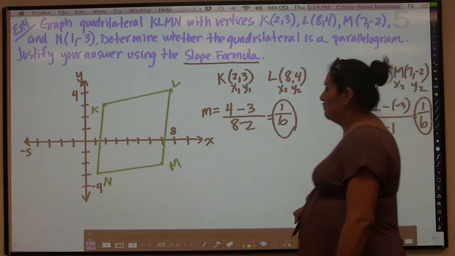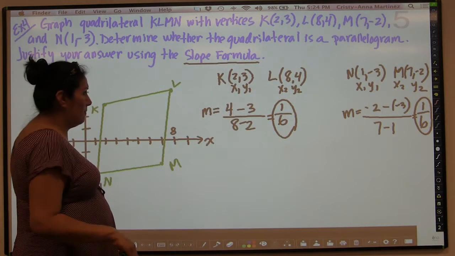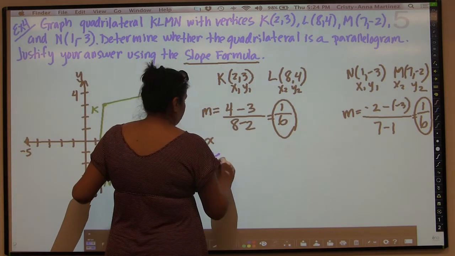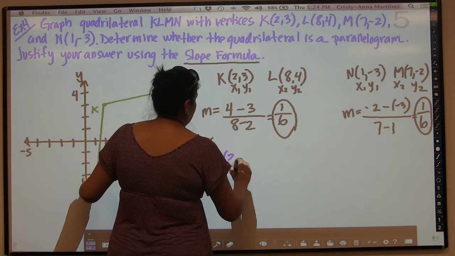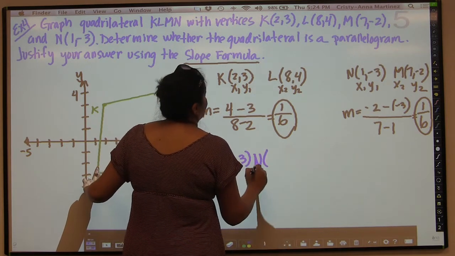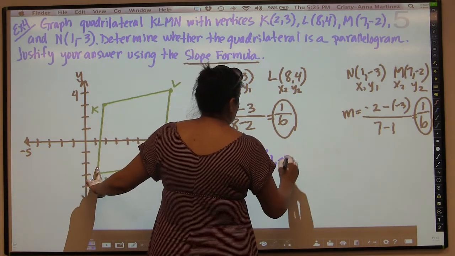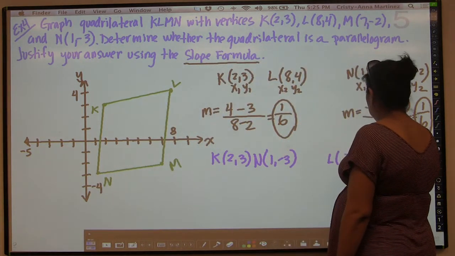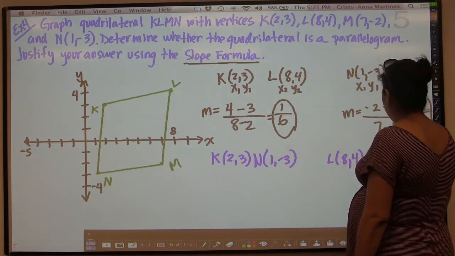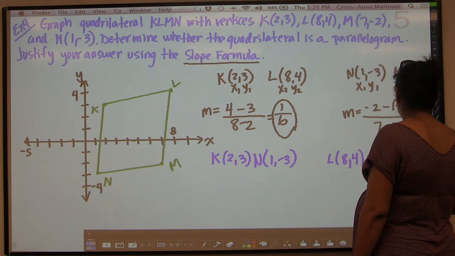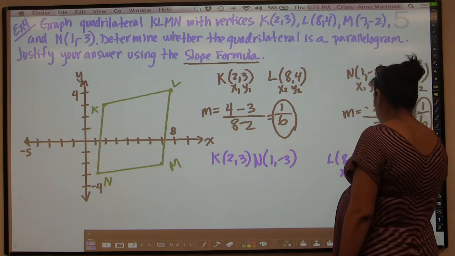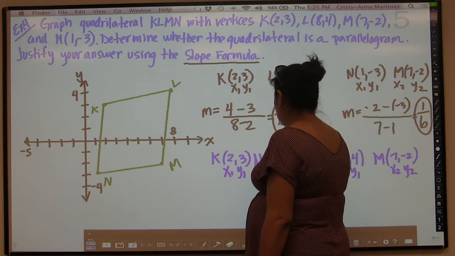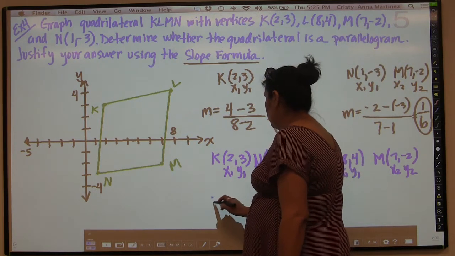But now we want to try to find if the other pair of sides are also parallel. So we did KL already. So now we're going to do KN, K and N. And we're also going to do L and M. And do the same thing, x1, y1, x2, y2, x1, y1, x2, y2, and calculate the slope.